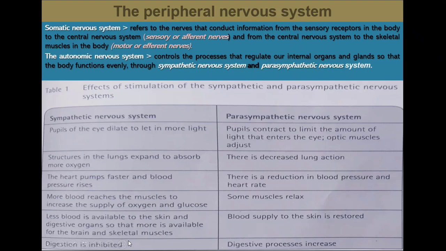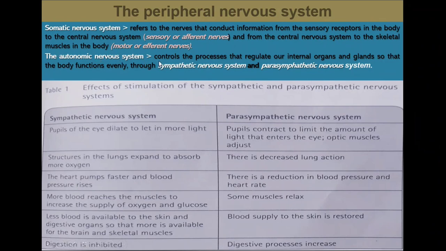The somatic nervous system refers to the nerves that conduct information from sensory receptors in the body to the central nervous system, which is your body and mind. Sensory afferent nerves carry information to the central nervous system, and motor efferent nerves carry it from the central nervous system to the skeletal muscles in the body.